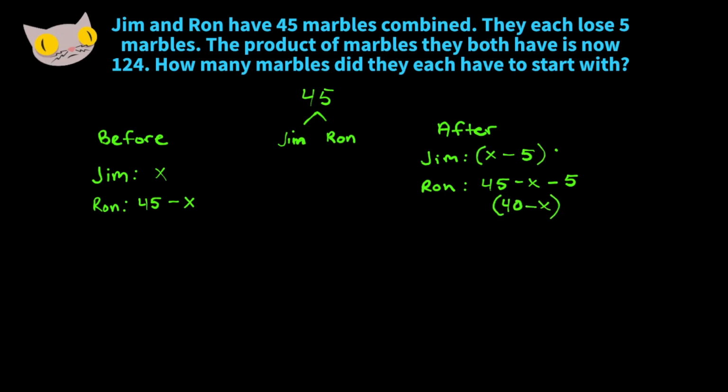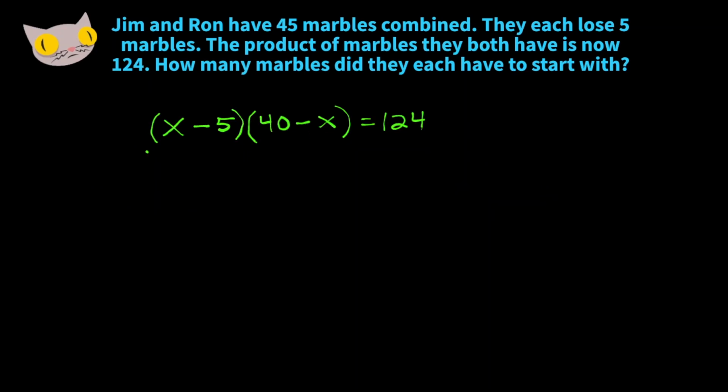So now we have two expressions representing the amount of marbles each person has after losing 5 marbles. We also know that the product of the amount of marbles they both have after losing 5 marbles is 124. So now we can set up our problem like this. We have the number of Jim's marbles and the number of Ron's marbles, and the product of these two quantities is 124. Let's use FOIL so that we can get a proper quadratic equation out of this.